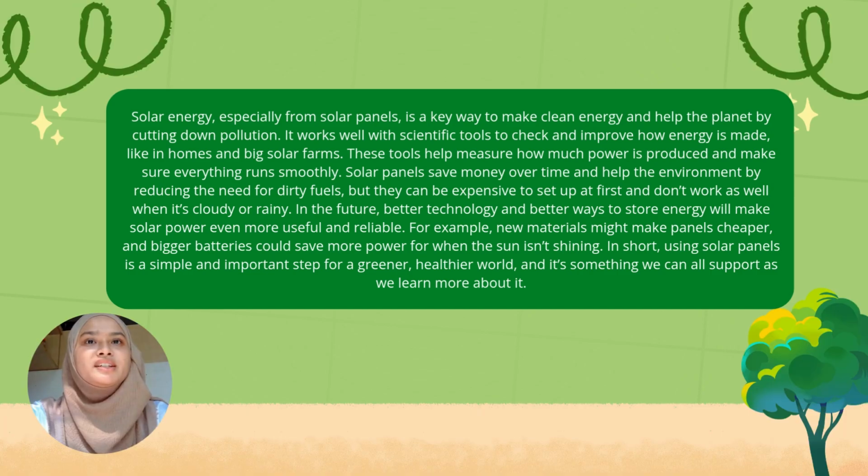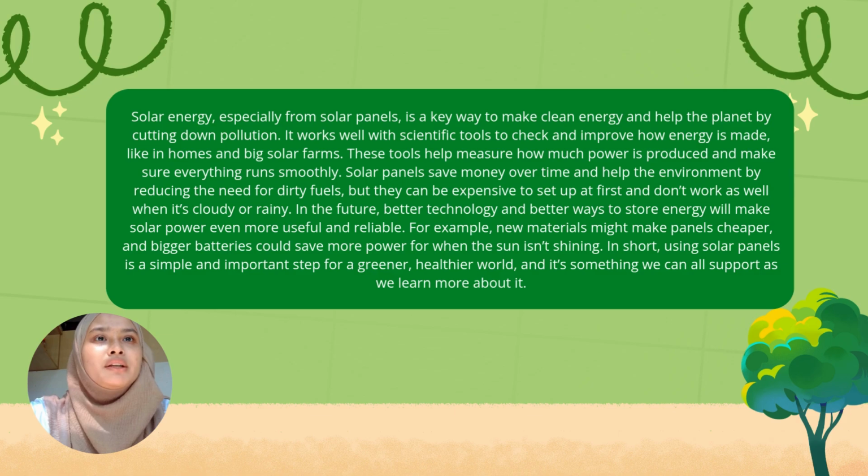Conclusion: solar energy, especially from solar panels, is a key way to make clean energy and help the planet by cutting down pollution. It works well with scientific tools to check and improve how energy is made, like in homes and big solar farms. These tools help measure how much power is produced and make sure everything runs smoothly.